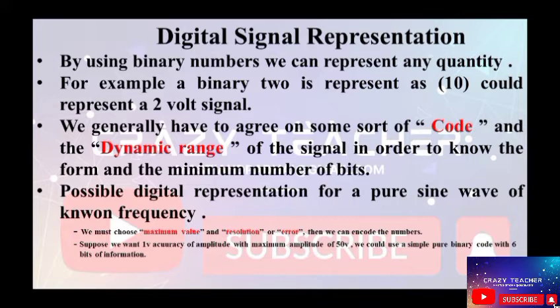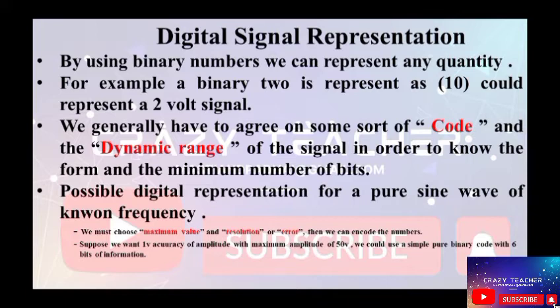So for example, you can have this binary 2. 2 is represented by 2 bits, 1 0, that could represent a 2 volt signal. If we say that binary 1 corresponds to a 1 volt signal, then the binary value 2 corresponds to a 2 volt signal. So we generally have to agree on some sort of code. That's what I was talking about some time back. You can say that minus 12 volt is 0 and plus 12 volt is 1, or somebody may say that plus 12 volt is 0 and minus 12 volt is 1. Both of them are possible.